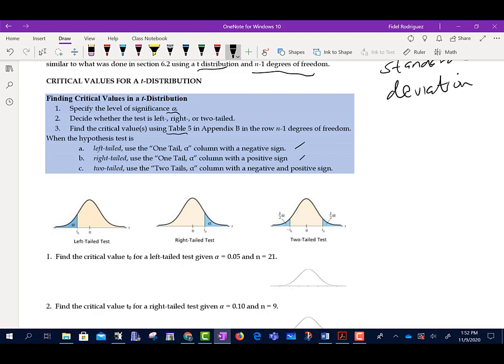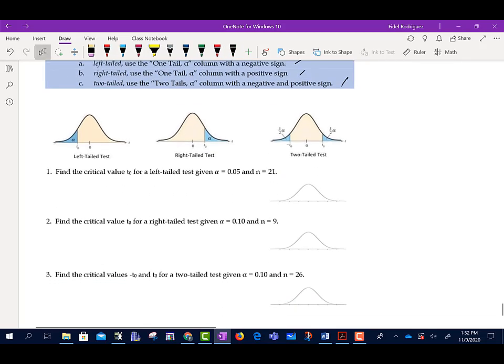And if it's two-tailed, use the two-tails alpha column with a negative and a positive sign. It says find the critical value T0 for a left-tail test given alpha is 0.05 and n is 21. So we're using a left-tail test, which is going to be something similar to this, guys. My alpha here is 0.05. Just a reminder, that tells me the area underneath my curve is 0.05, and n is 21.